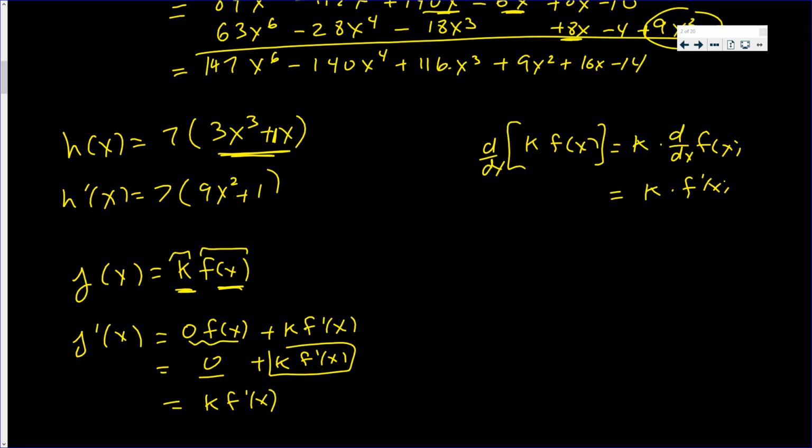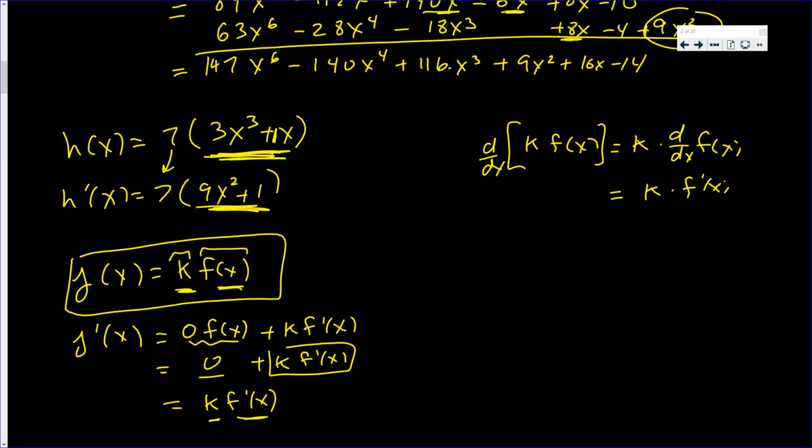Okay, that is to take the derivative of this. It's k times the derivative of f. And that's what we did. We kept k and then we multiplied it by the derivative of this function, 9x squared plus 1. Do not use the product rule if one of these two is a constant.